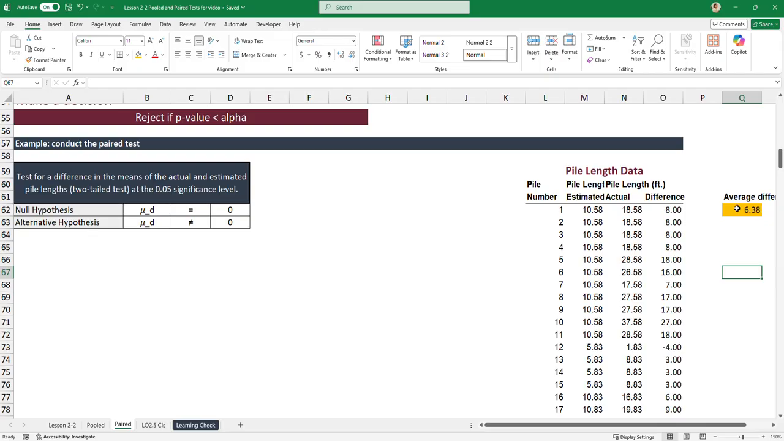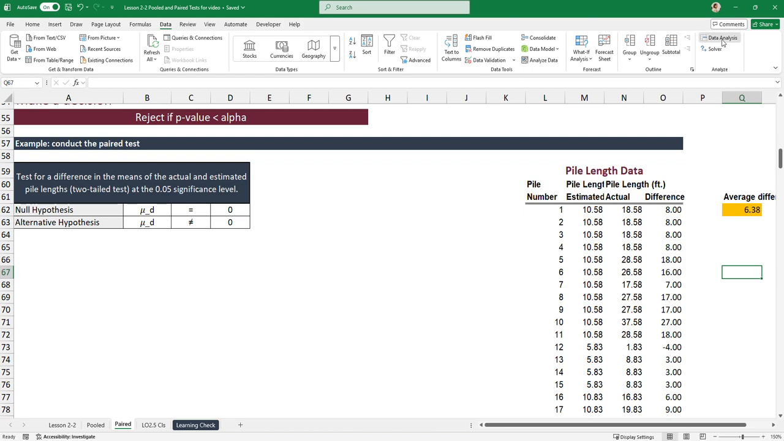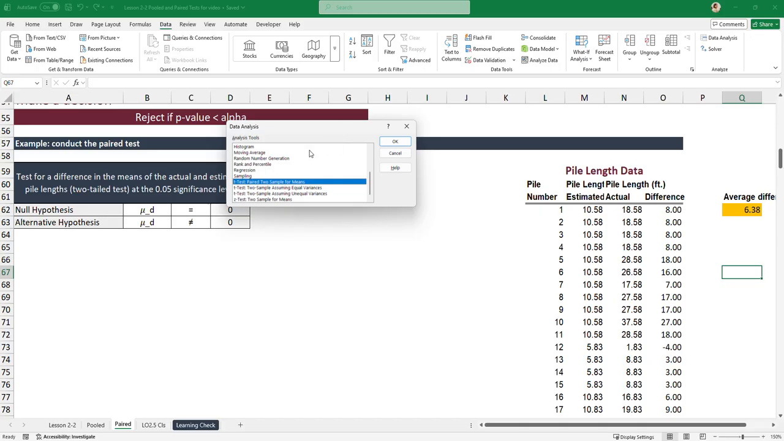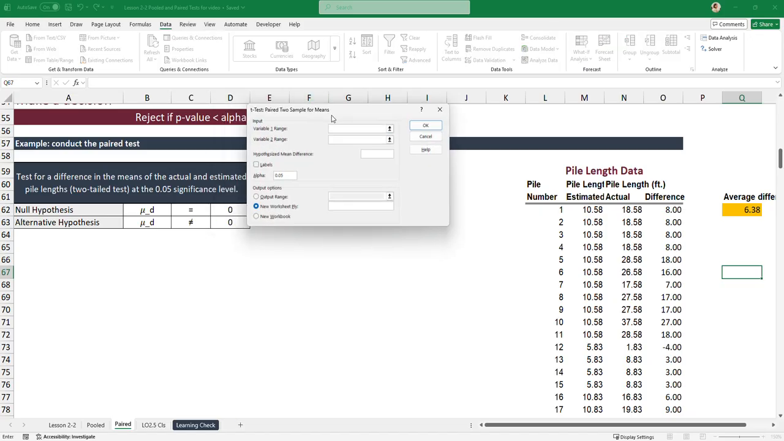To get a p-value for this, to see if it's significant or not, the easiest way is once you've written out your null and alternative, to go into your data analysis toolpack and find your paired test. Just to reiterate, this would be a paired example because we have kind of a before and after in estimated and actual length for the same piles. So anytime you're doing before and after, this is paired or dependent data.